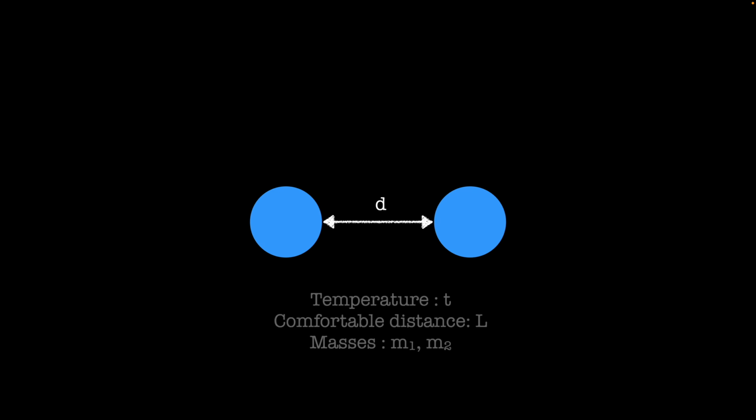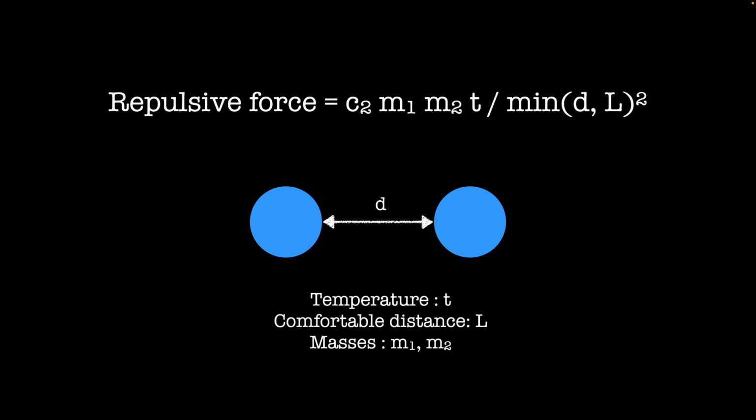For every pair of nodes, regardless of whether they're connected to each other or not, which are at a distance d, we have the repulsive force, which is given by the following expression. There's another constant C2 times the two masses times a temperature parameter, which starts off at an initial value and progressively decreases so that the algorithm converges, divided by the minimum of the comfortable distance between the two objects and the current distance squared.